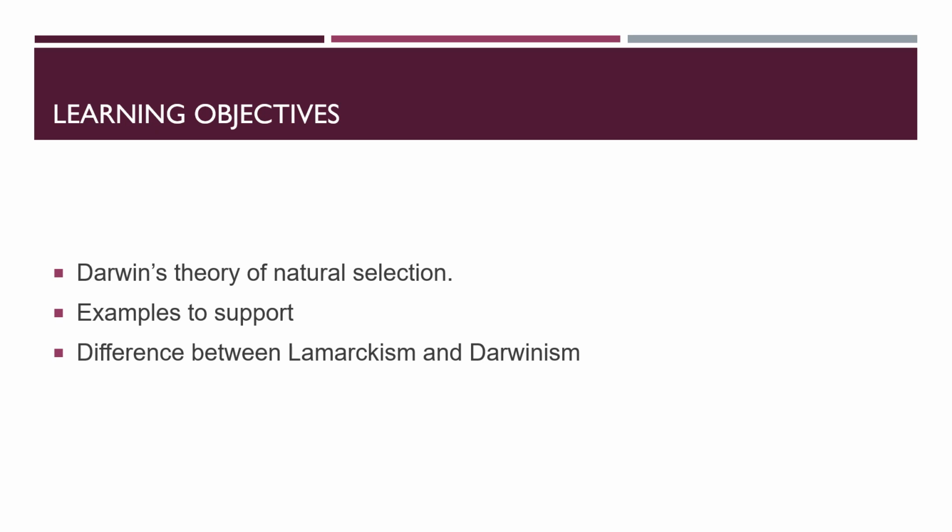Now, what are the learning objectives of today's lesson? At the end of today's lesson, we will know what the natural selection theory is. There are several examples which I have given to make this topic very simple. And last but not the least, we will be discussing the main differences between Lamarckism and Darwinism.